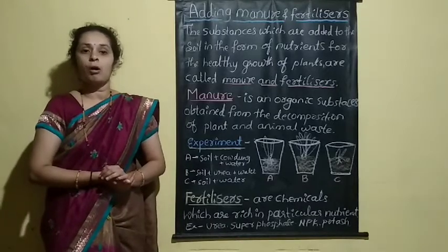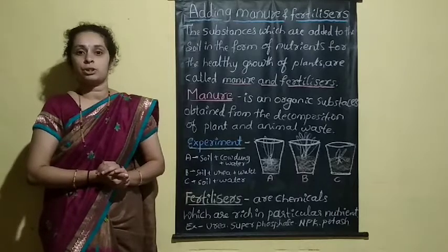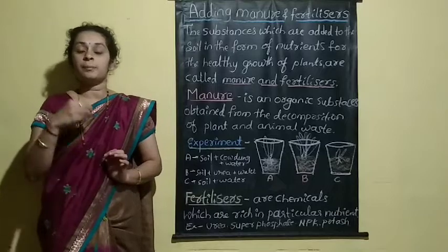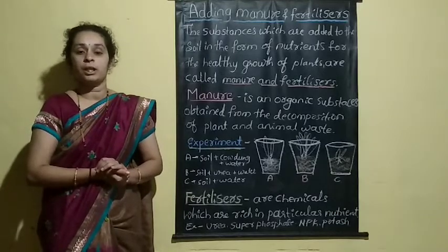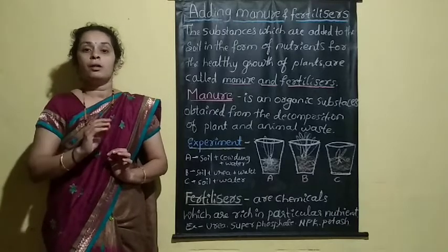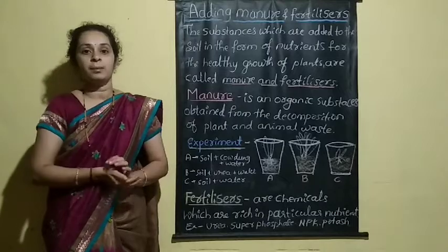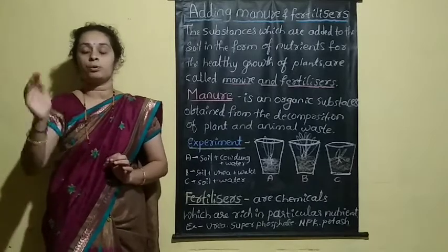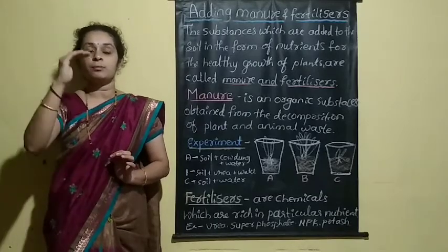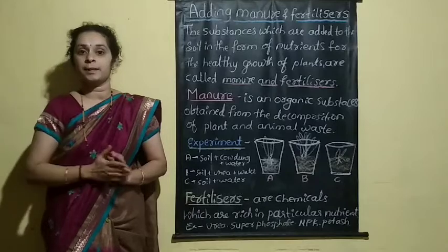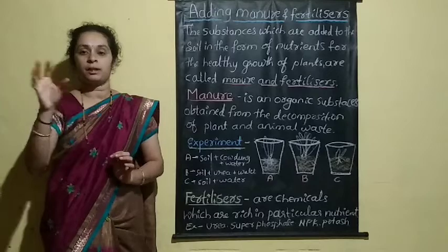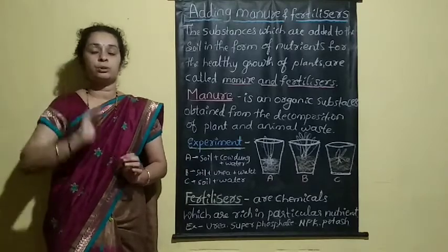Another example of manure is compost. Compost can be prepared in our surroundings. How can we prepare compost in our surroundings? You have to dig a pit in a field and add one layer of plant and animal waste. Above that, you put one layer of soil and sprinkle water over it. Again, another layer of plant and animal waste, then one layer of soil over it, and sprinkle water. Like that, you have to maintain 2 to 3 layers.